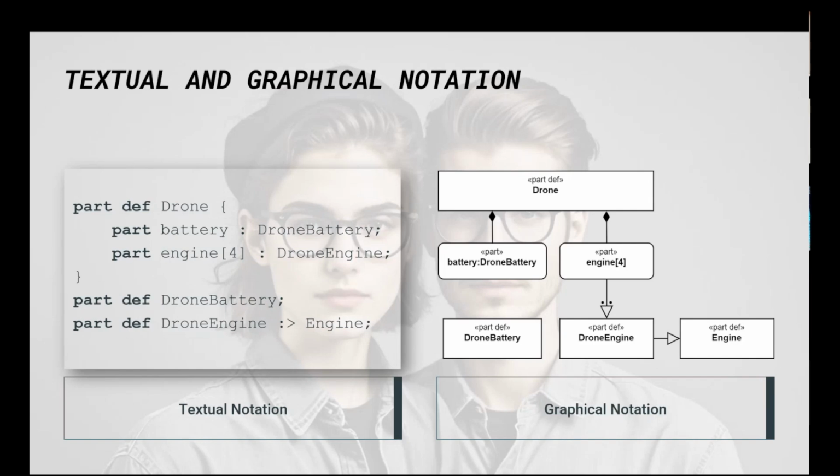But the really big change is on the left side. We have a textual notation. It feels like a programming language, but it's a notation. So the real model, the model data, is in the background in a repository, and we can show it graphically and we can show it textually.